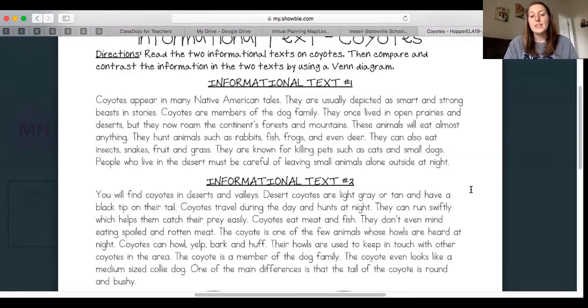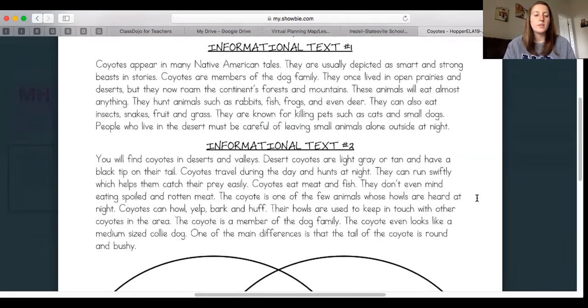So now let's look at the second text. This text is also going to be about coyotes. You will find coyotes in deserts and valleys. Desert coyotes are light gray or tan and have a black tip on their tail. Coyotes travel during the day and hunt at night. They can run swiftly, which helps them catch their prey easily. Coyotes eat meat and fish. They don't even mind eating spoiled or rotten meat.